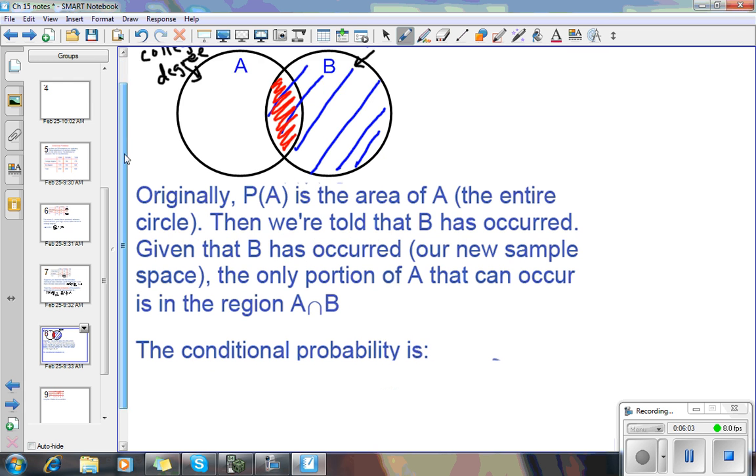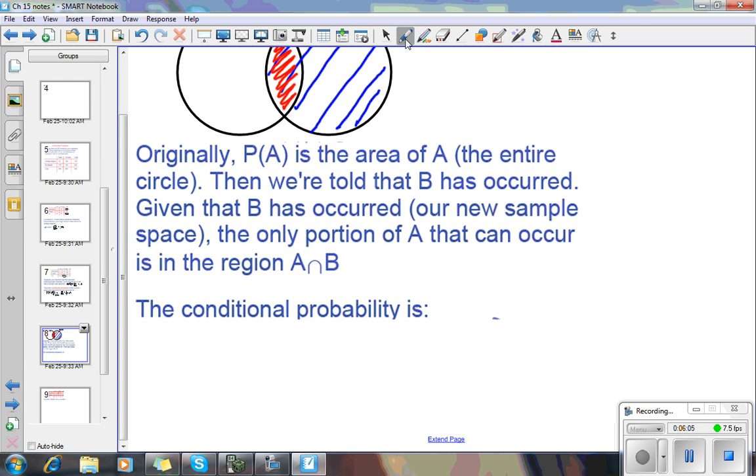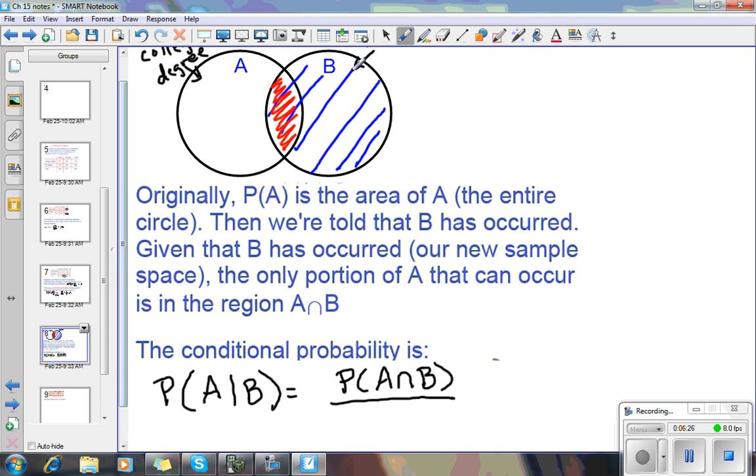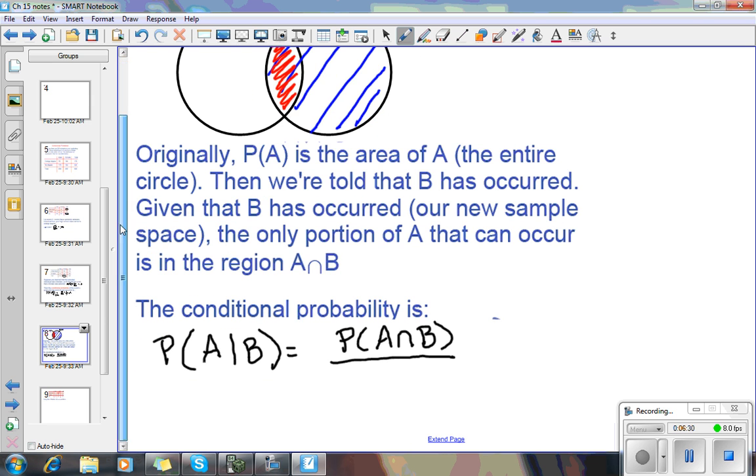So that leads us to a new formula that looks like this for conditional probability. The probability of A given B equals the probability of A intersect B, which is the part where they overlap, divided by our new sample space, which would be, because we know B occurred, the probability of B.